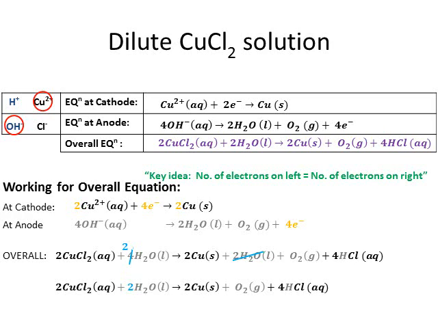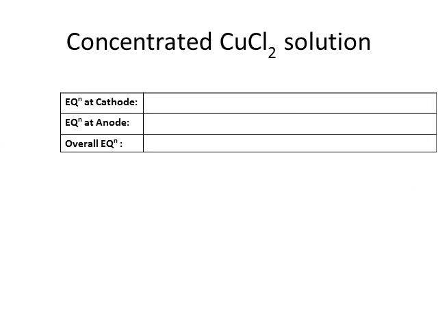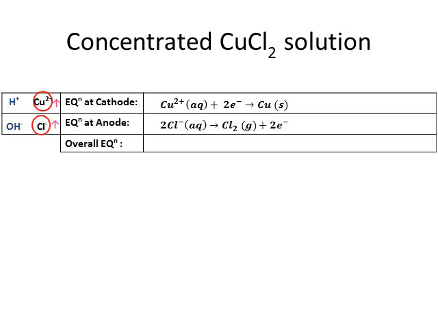So let's move on to the concentrated CuCl2 solution. In a concentrated solution, you have an increase in concentration of the Cu2 plus and the Cl minus, represented by the pink arrow again. For the cation portion, it doesn't really matter, because the Cu2 plus is preferentially discharged anyway. But for the anode equation, because the chloride ions are high in concentration now, instead of the OH minus ions, the chloride ions will be preferentially discharged instead.